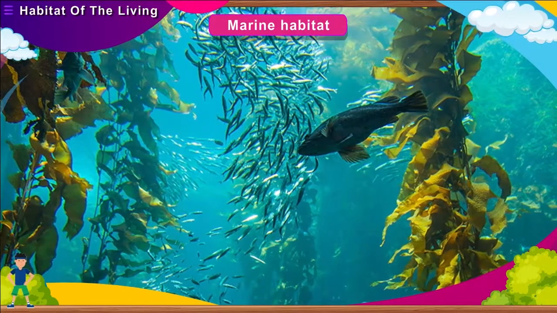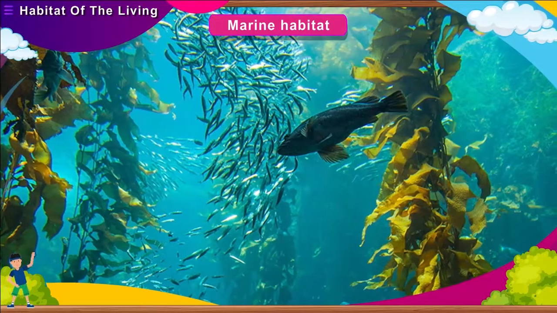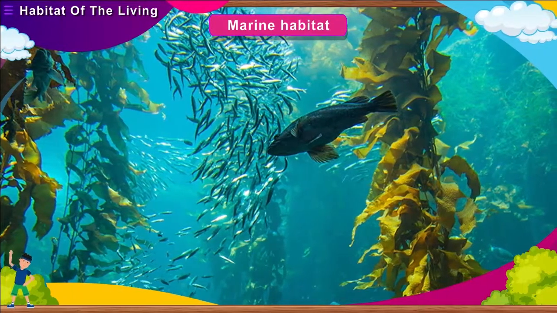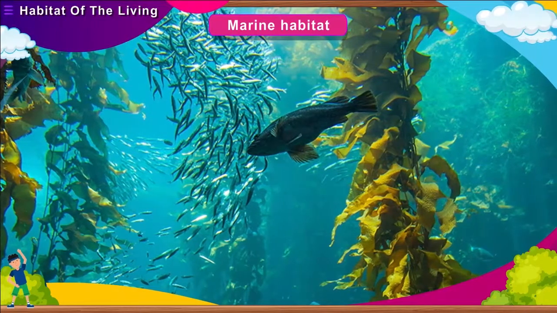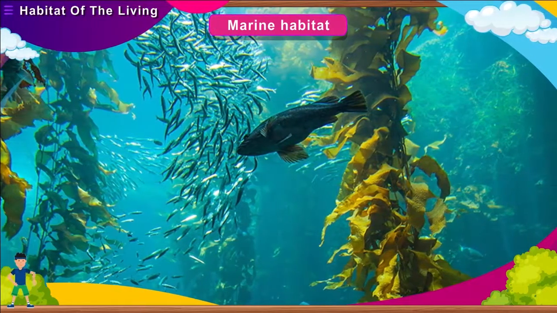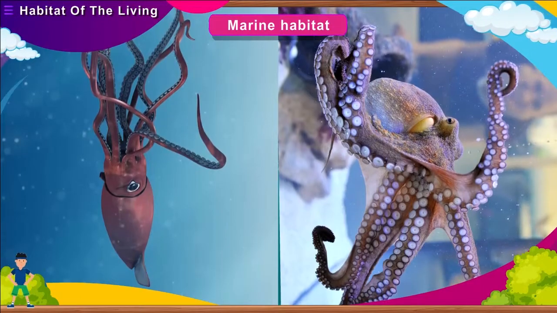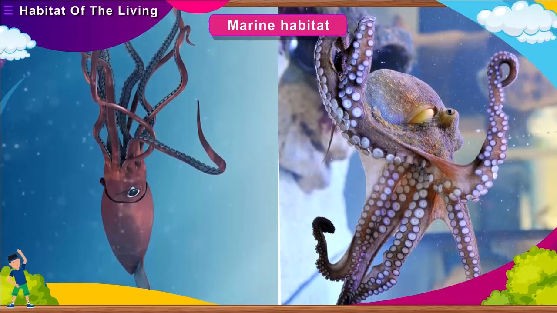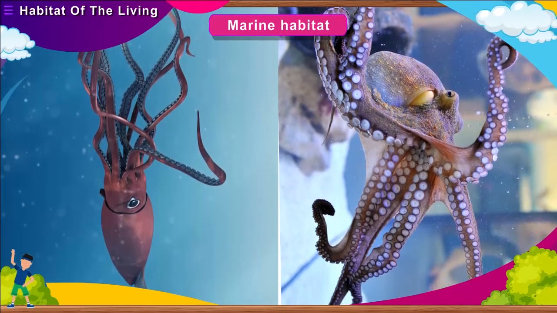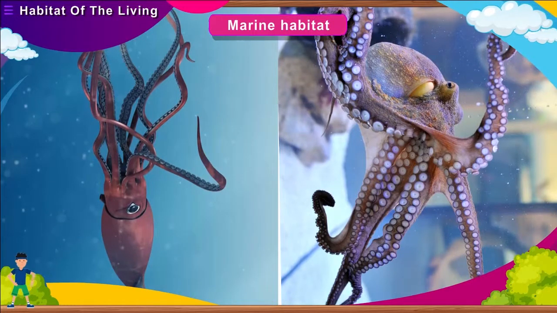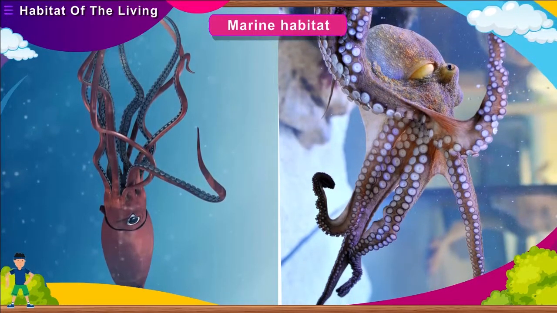Marine habitat refers to saltwater habitats in sea and ocean. The organisms living in marine habitats are known as marine organisms. Many sea animals have streamlined bodies to help them move easily in water. There are some sea animals like squids and octopus which do not have streamlined shape. They stay deep in the ocean, near the seabed, and catch any prey that moves towards them.